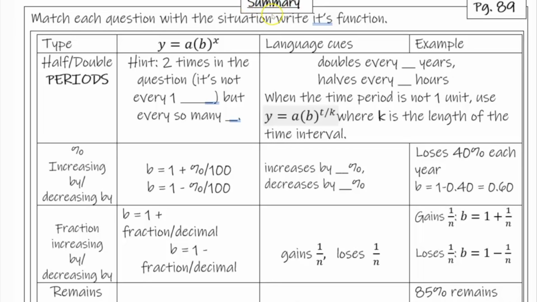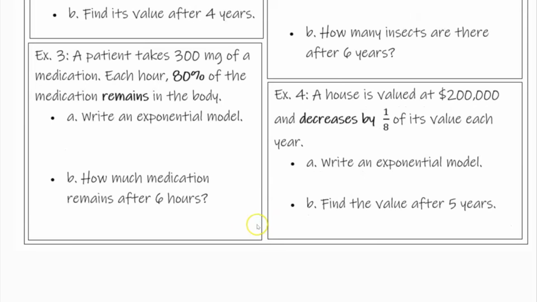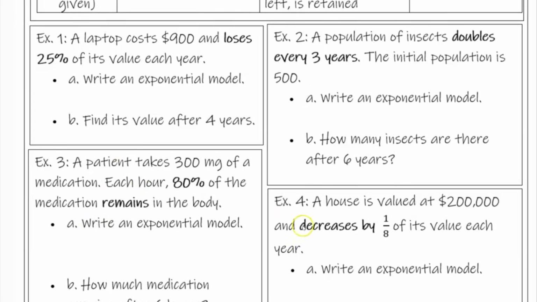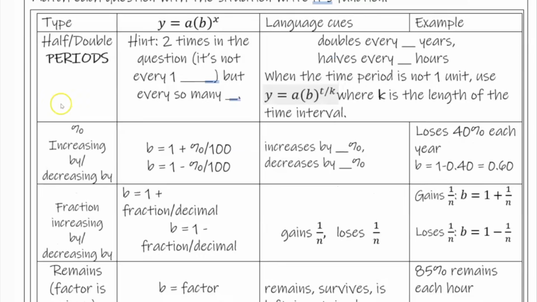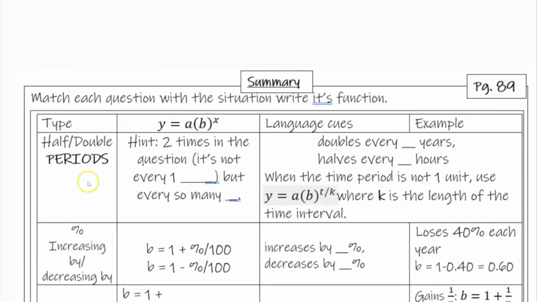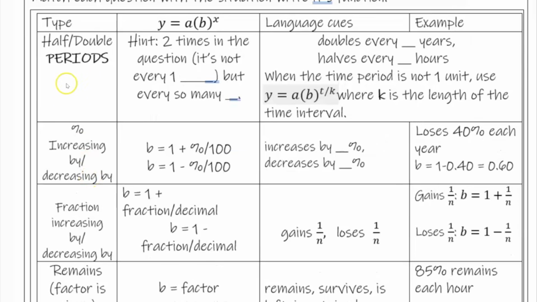All right, so we're going to quickly take a look at a summary of all the contextual word problems that you could get. You're going to match each question with the situation. So each one of these questions, you're going to match it with this type, these situations right here, and then you're going to answer any additional questions that they have. So I'm just going to go through basically all that we've talked about in individual videos.